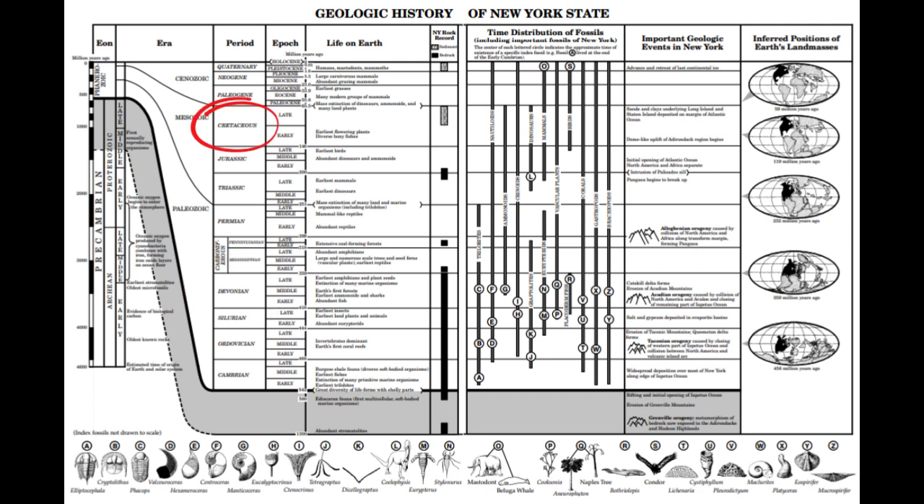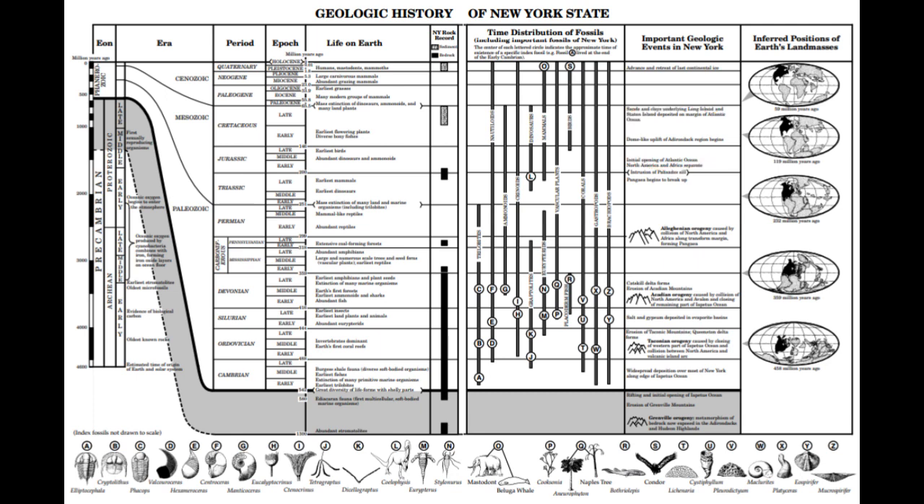So here's some good news. The last two columns are fairly straightforward. Let's start with the one labeled Important Geologic Events in New York. To give a quick example, according to this, the dome-like uplift of the Adirondack region, which is a mountain range located in upstate New York, began during the Cretaceous period.